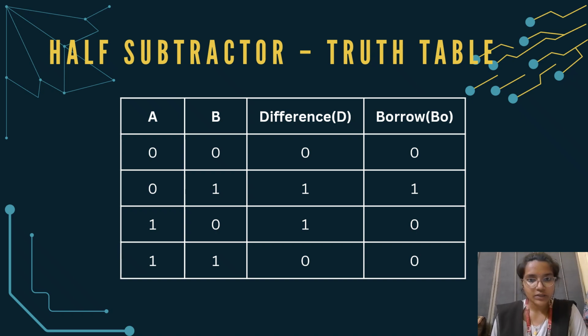If we give 0 and 0, we get 0 and 0. If we give 0 and 1, we get 1 and 1. If we give 1 and 0, we get 1 and 0. If we give 1 and 1, we get 0 and 0. We can observe that the difference follows the XOR operation. As for the borrow, we can observe that it follows A bar and B.